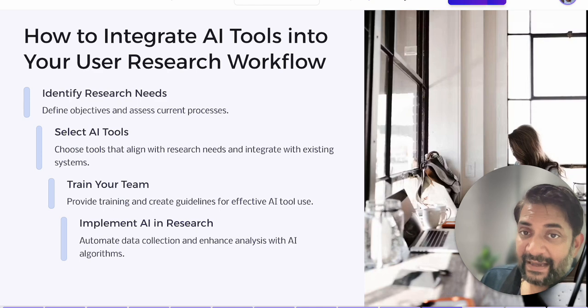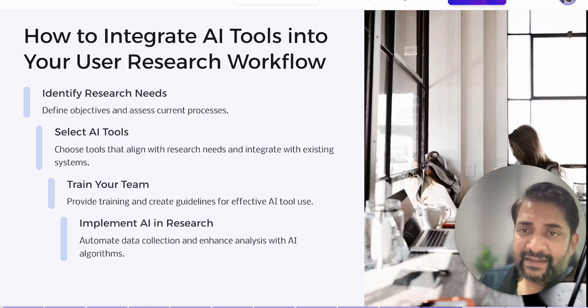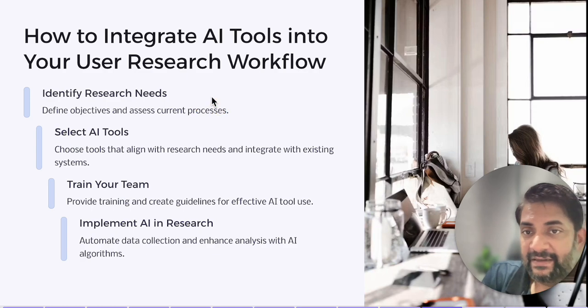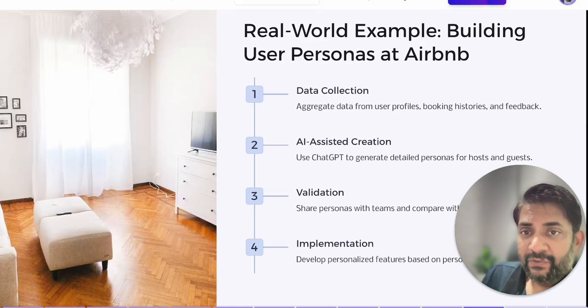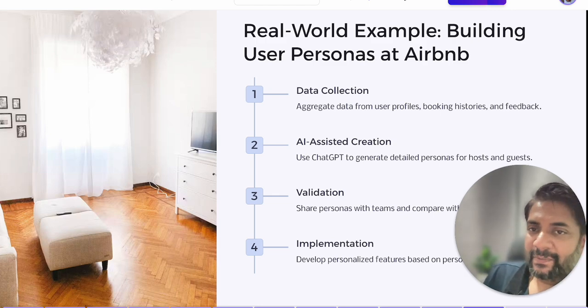Step 4, you implement AI in the research process. You automate the data collection and you enhance data analysis. Step 5, you continue with creating and using user personas. And step 6 is to monitor and optimize. You track the performance, you gather the feedback, you iterate and improve.